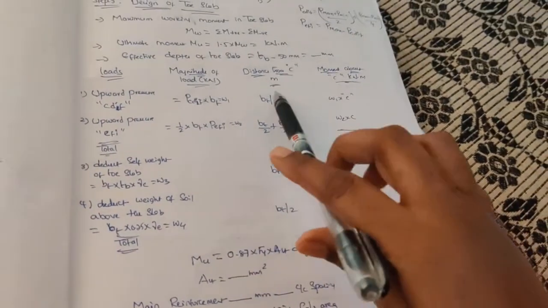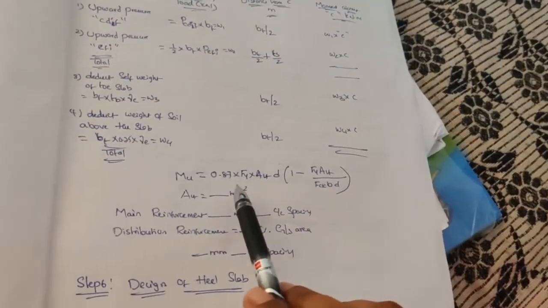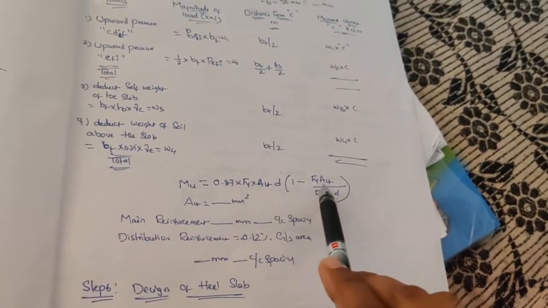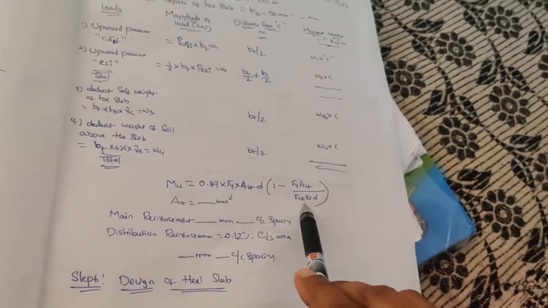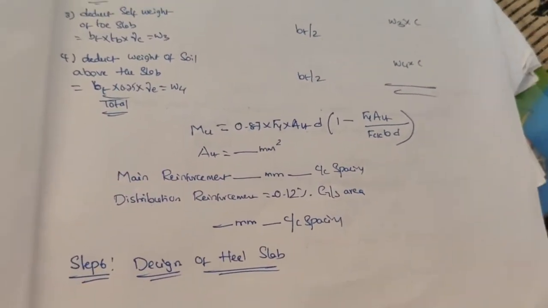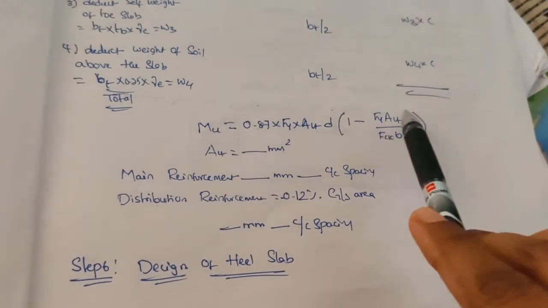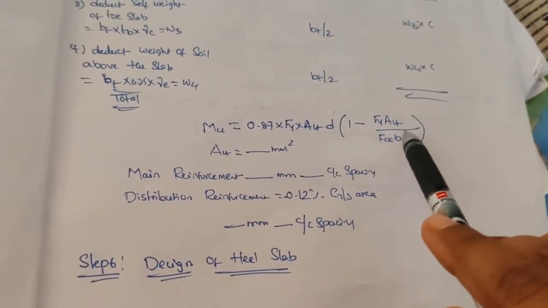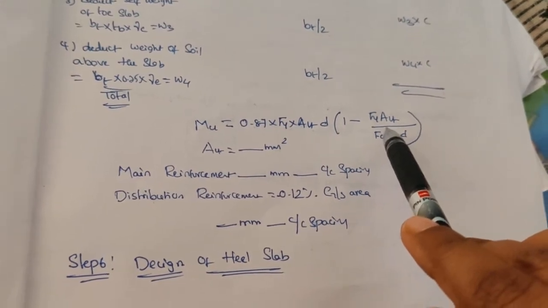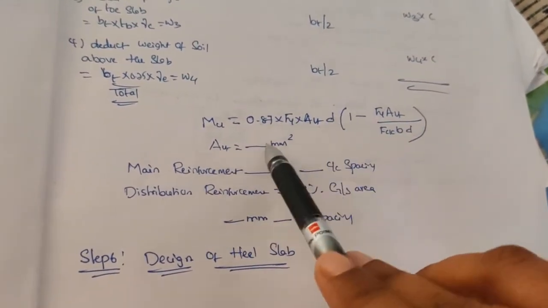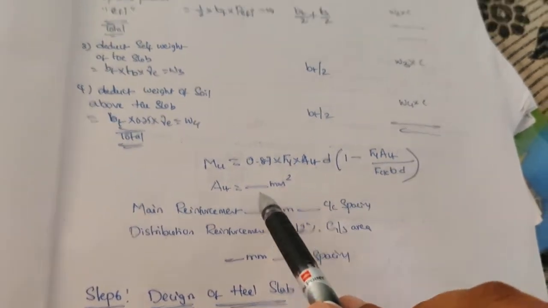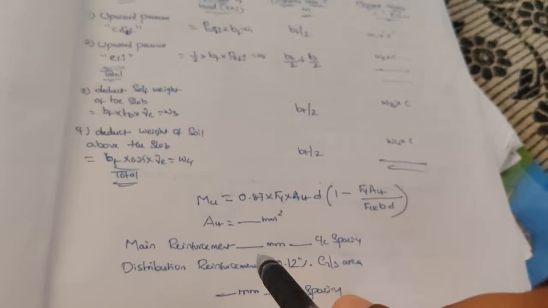So after finding the ultimate moment, you have the formula as per IS 456. Mu is equal to 0.87 fy Ast d into 1 minus fy Ast by fck b d. This formula is very familiar from IS 456, page 96, so please go through that one. You will use this formula mostly in this cantilever and counterfort retaining wall also. From this formula you will find the Ast, how much reinforcement we are going to use for the design of the toe slab.